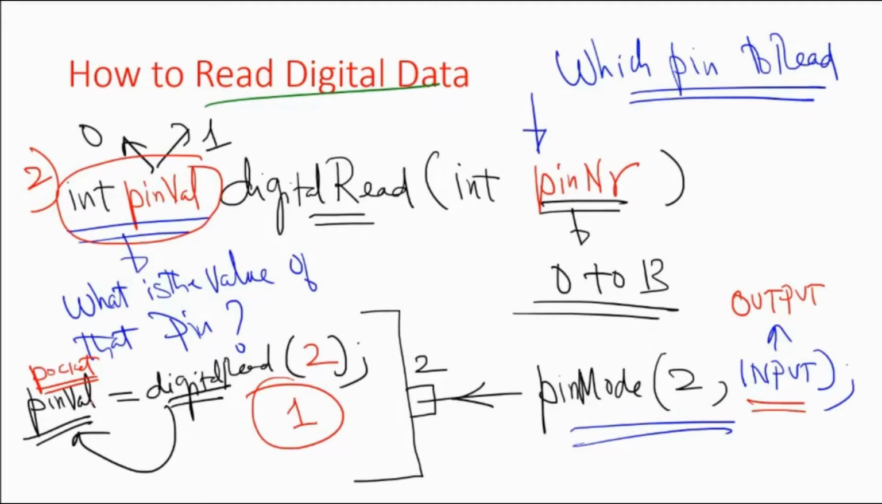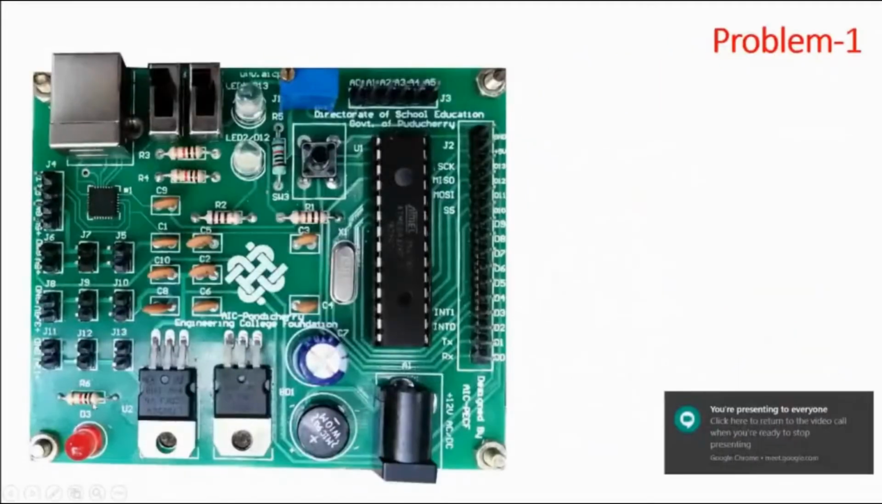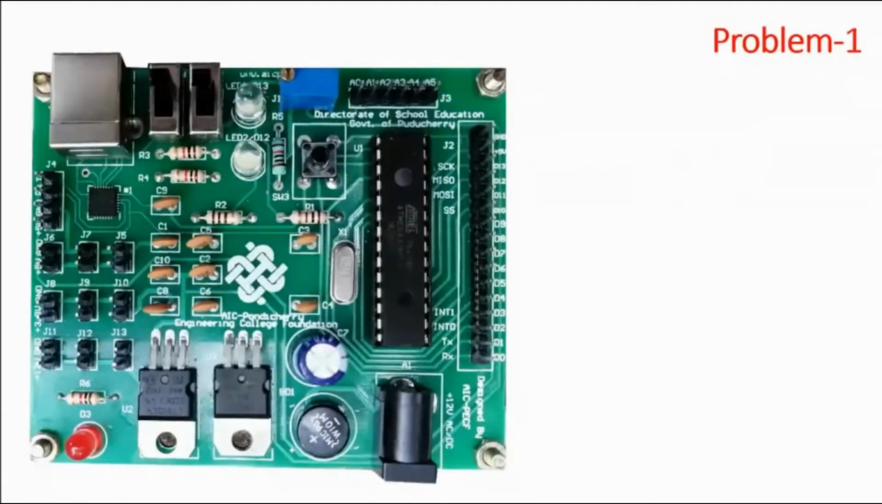Later on, you can take decisions based on it. Now we will see some sample problems here. This board already has two LEDs. This is LED 1, which is connected to pin number 13. Pin number 13 is this pin. This is already internally connected, so this pin is connected to LED 1.